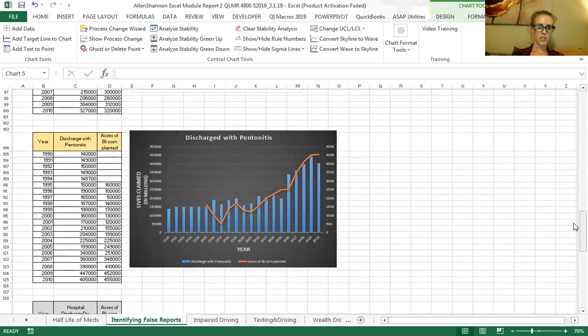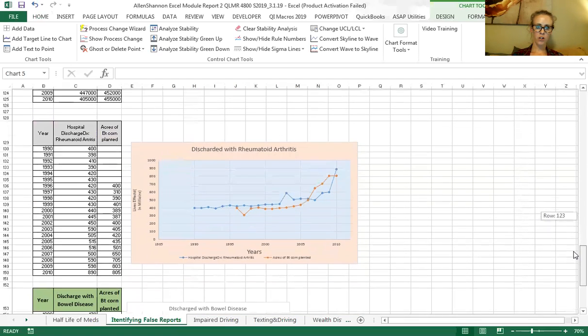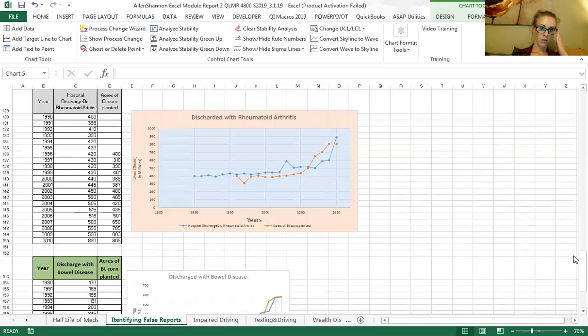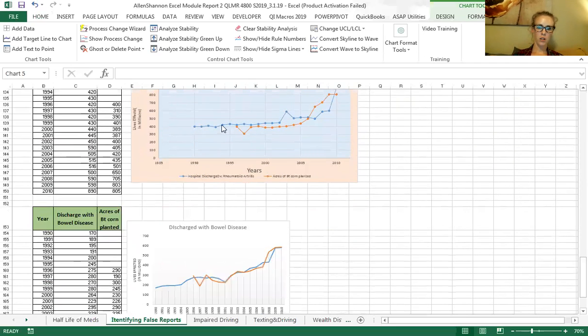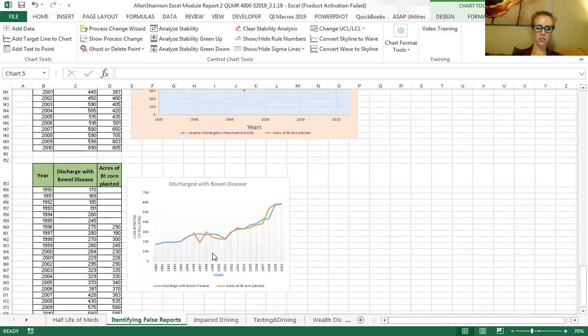These are the list of patients that were discharged with peritonitis. Just realized I misspelled that. And then this graph down here records data for patients discharged with rheumatoid arthritis. I mean, we're just seeing a bunch of the same marked increase. And then those with bowel disease. It just continues to climb.